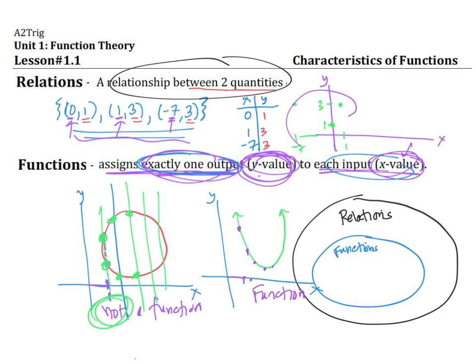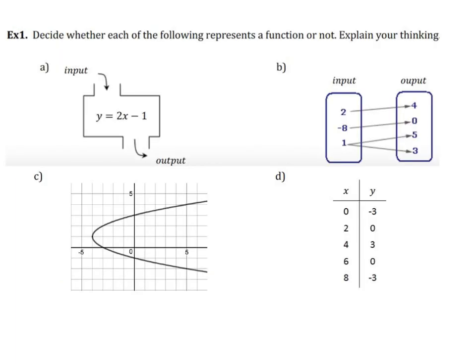If you have your vertical line test and it only hits the graph at one point throughout the graph, then that is a function, and it does allow only one y value for every x value. So there we go, we have a vertical line test to test visually if something is a function or not. Now, here are four examples.